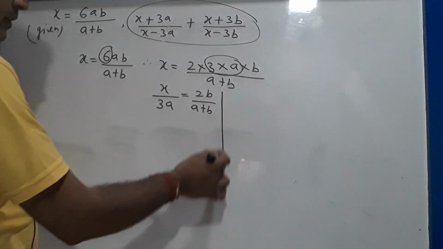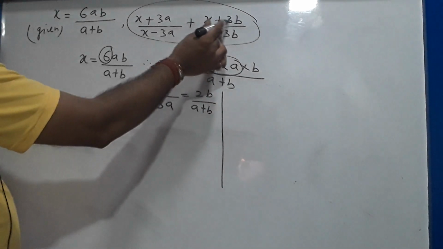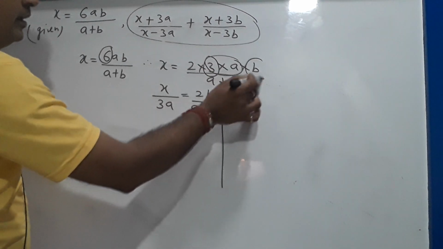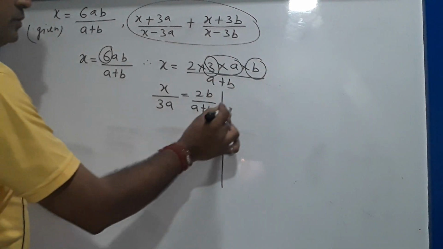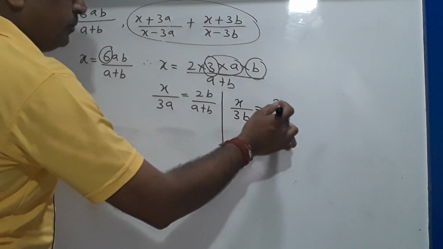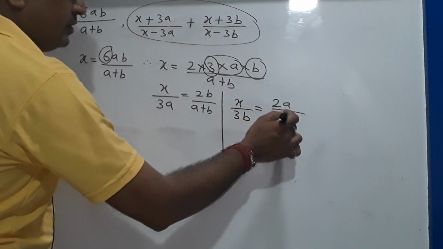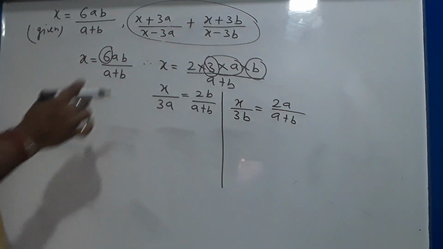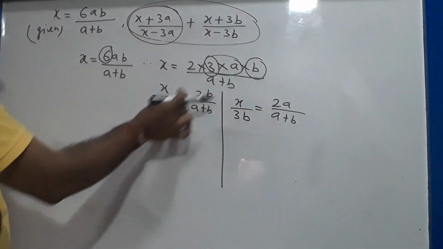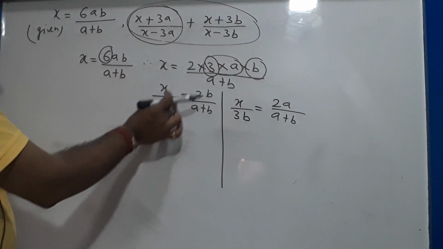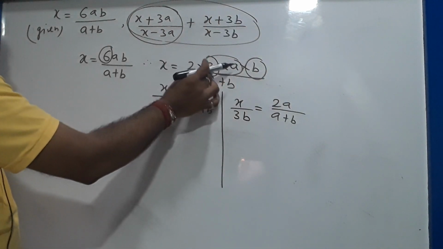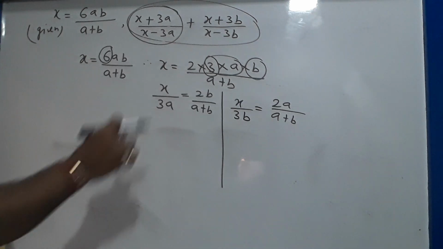Let us take the same thing. To bring this x plus 3b, I will take the 3b part in the denominator. So x upon 3b is equal to what is left? 2a upon a plus b. Correct? So to find this x plus 3a upon x minus 3a, I have taken 3a in the denominator. To evaluate x plus 3b upon x minus 3b, I have taken 3b in the denominator.